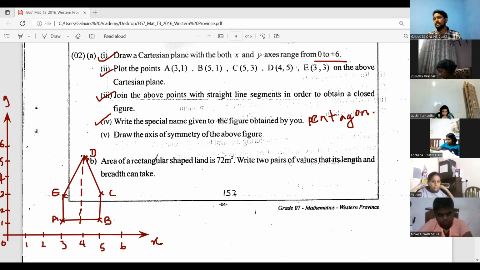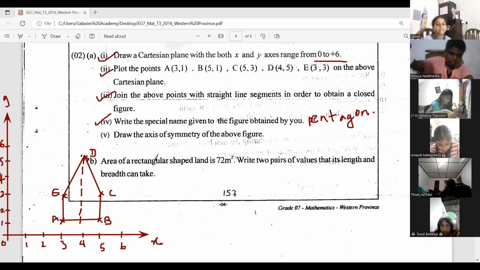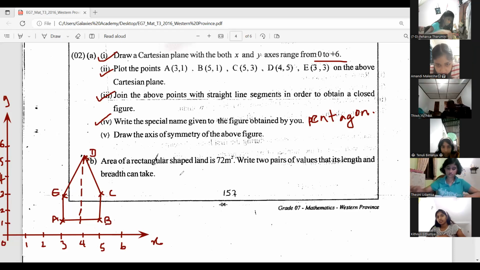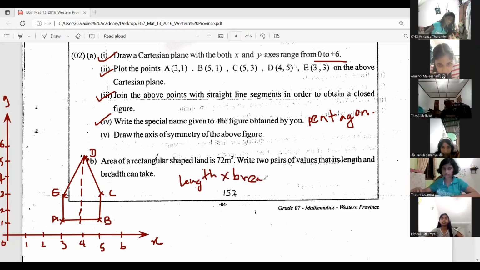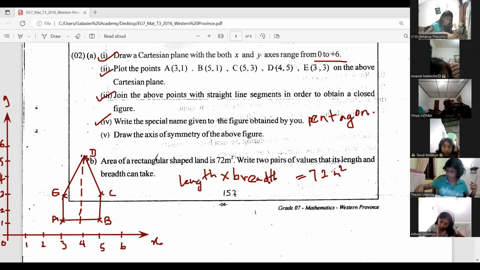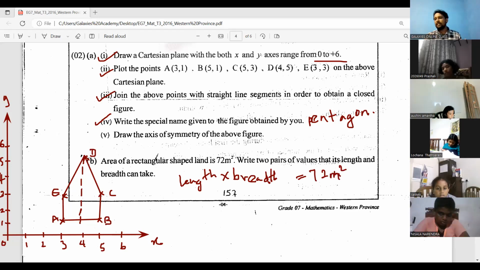Right. Also, in the first part, I asked you how you can get the area of the rectangle. What is the method? Length into breadth. Right, by multiplying length and breadth of a rectangle, you can get the answer, 72 square meters. If the area is given in square meters, the side lengths should be in meters.